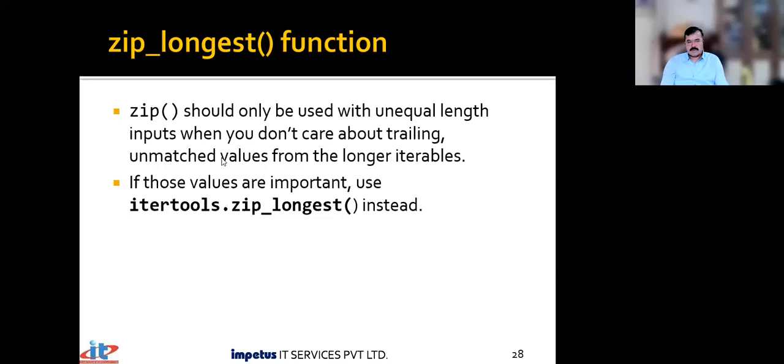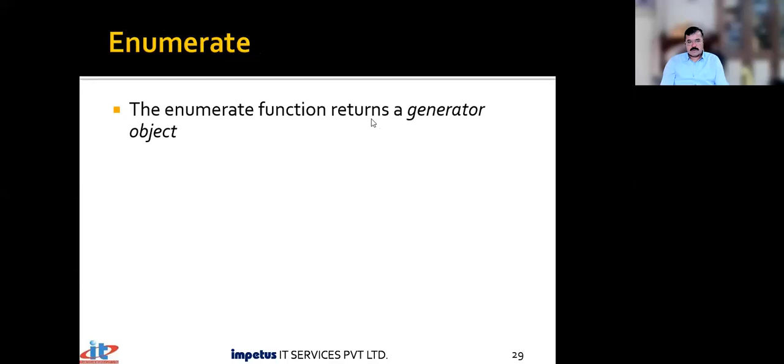Let me open our presentation. So what is enumerate? The enumerate function returns a generator object.